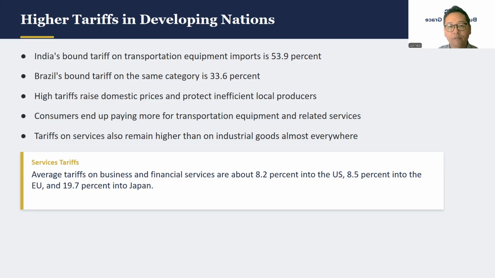The average tariff on business and financial services is about 8.2% going into the United States, 8.5% going into the European Union, and about 20% going into Japan. Given how fast cross-border trade in services is growing, reducing these numbers could bring very large economic gains.